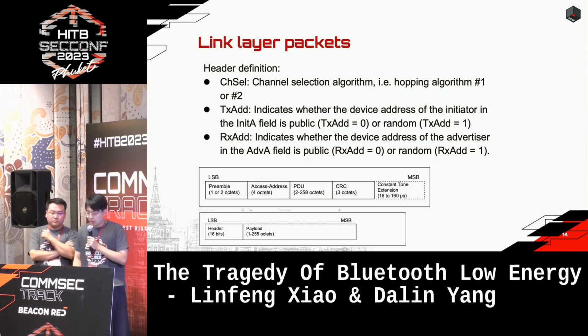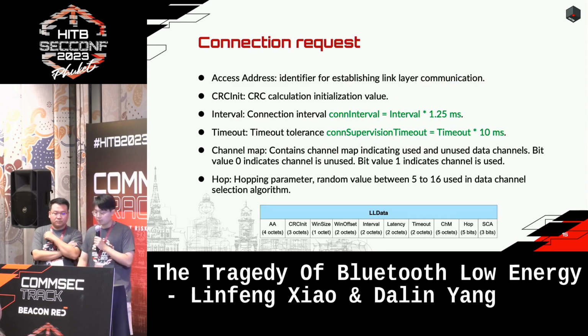This is a link layer data package form. Let's first look at the header definition. The channel select algorithm first, and BLE has two algorithms, and the next two parameters indicate whether the device address is public or random. The TX add indicates the initiator device, and the RX add indicates the advertiser device.